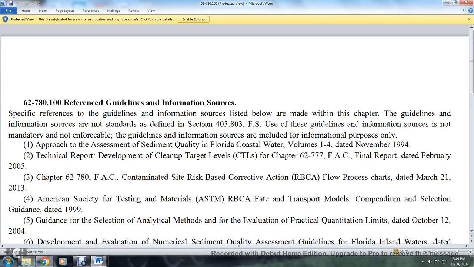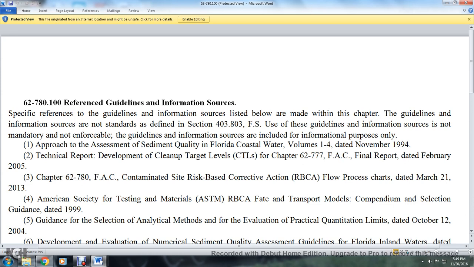Alright, 62-780, Florida Administrative Code, Contaminated Site Cleanup Criteria. The other one, 62-777, was repealed, I guess. 62-780, Contaminated Site Cleanup.